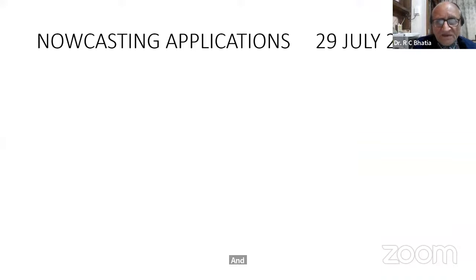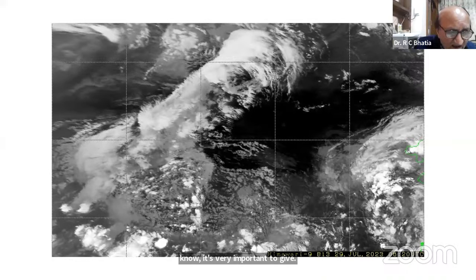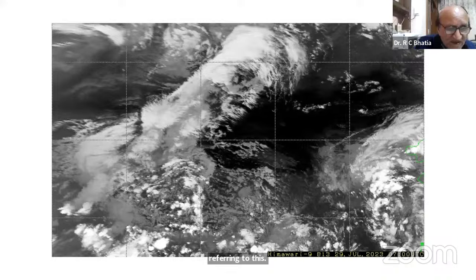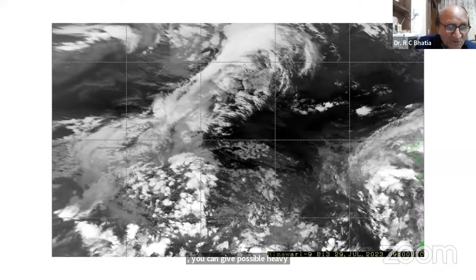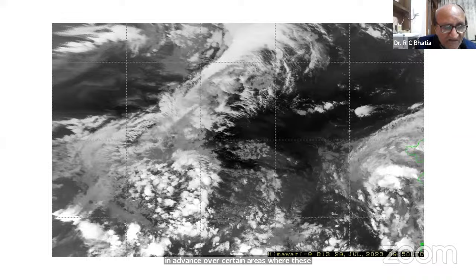Nowcasting applications. Sometimes these pictures can be used for nowcasting. As you know, it is very important to give short period forecasts for heavy rain. You can see I'm referring to this feature here, the two cloud systems merging together. And if you see it on a real-time basis, you can give a possible heavy rainfall warning 2 to 3 hours in advance over certain areas where these cloud systems are meeting. And this we see very frequently.